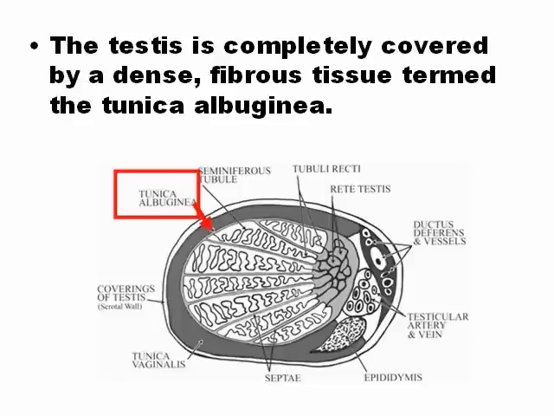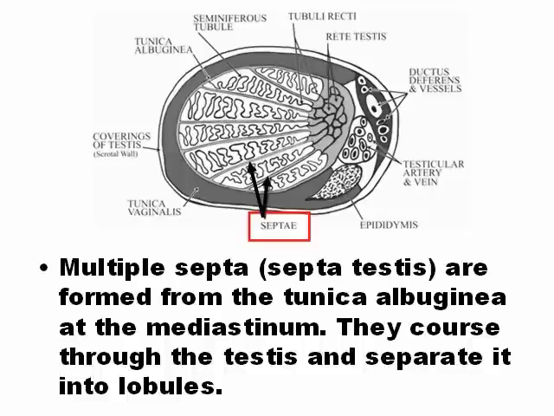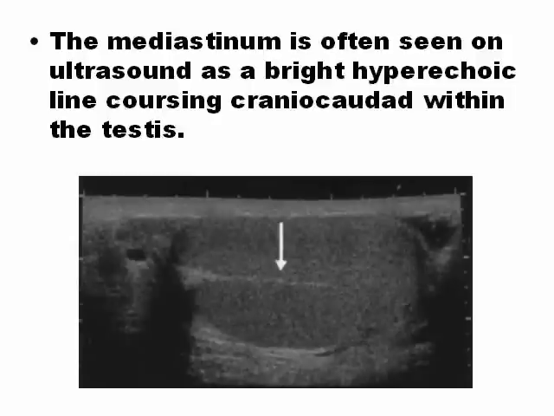The testis is completely covered by a dense fibrous tissue termed the tunica albuginea, very hard. Multiple septa are between the lobules and separate one lobule from the other. The mediastinum is a bright hyperechoic line in the middle of the testis.